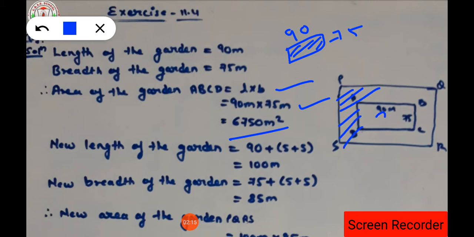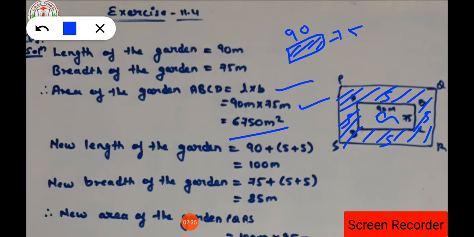Now again in the question it is said that a road is drawn outside the garden. This is the garden, isn't it? Outside the garden a road is drawn, and the width of that road is 5 meter everywhere. That means here also 5, here also 5, here also 5, and here also 5. Width, that means breadth of the road, will be 5 meter everywhere outside the garden.